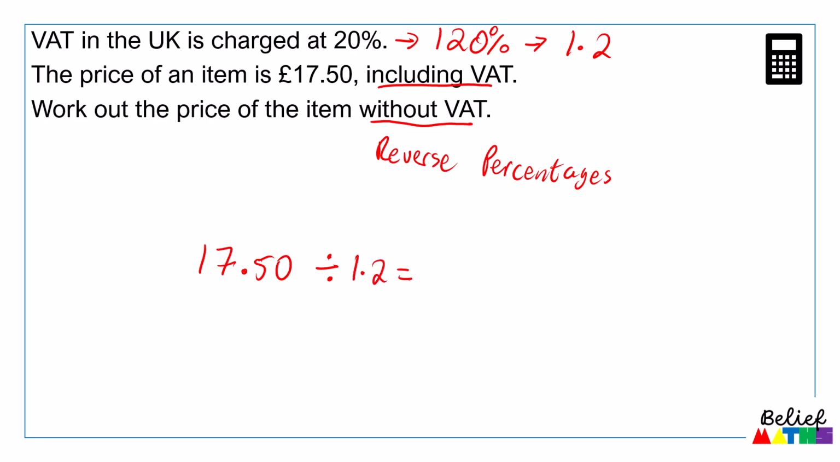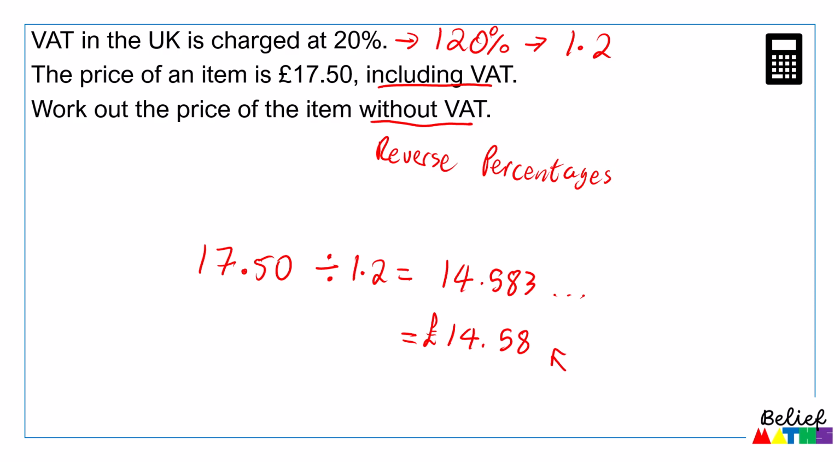So we do 1750 divided by 1.2 in our calculator, and that gives us 14.583, etc. So our correct answer is 14.58, so £14.58. Now we have to be careful here.